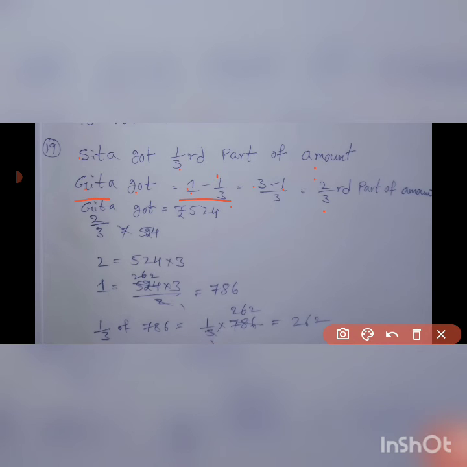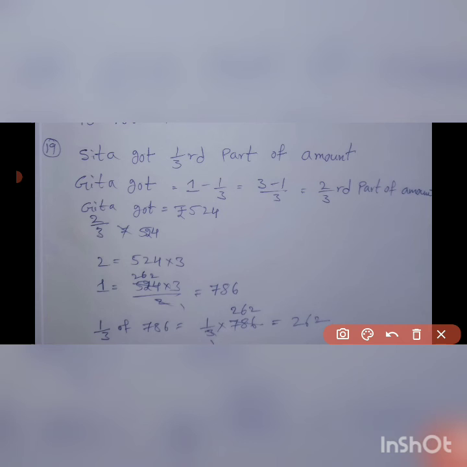So Geeta got 2 by 3rd of the amount, which equals 524 rupees. Next, do the cross multiplication. 2 equals 524 into 3. Next, 1 equals 524 into 3 by 2. 2 1s are 2, 2 2s are 4, 2 6s are 12, 2 2s are 4. Next, 262 into 3 equals 786.